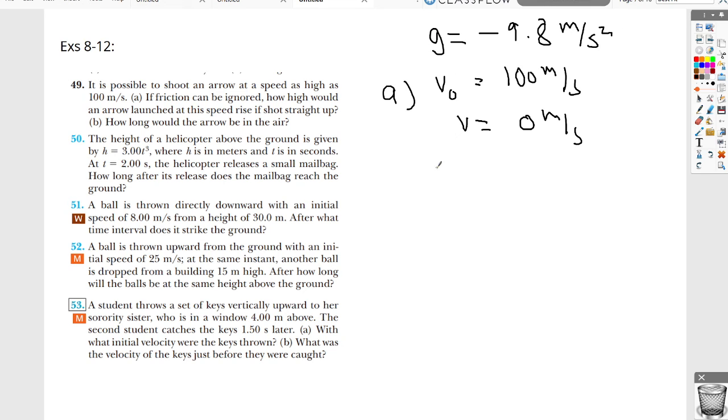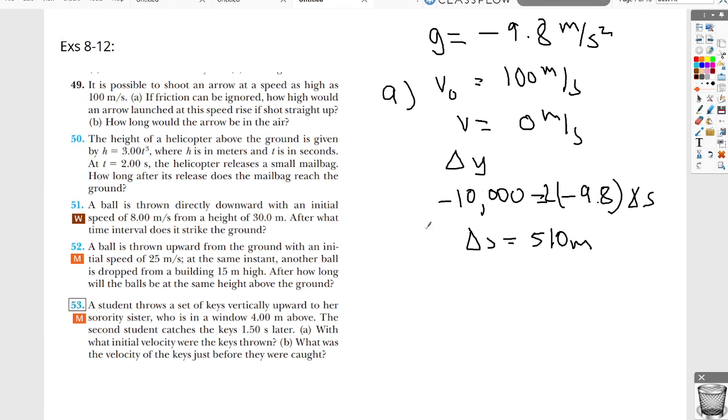If we have our g, we can obviously use the delta s function. We want our distance, or in this case, I'd say delta y, because it's the change in the vertical displacement. So v squared minus v naught squared, which is 0 minus 10,000, is equal to 2 times a times delta s, which will be, well, negative 10,000 divided by negative 19.6, which is 510 meters.